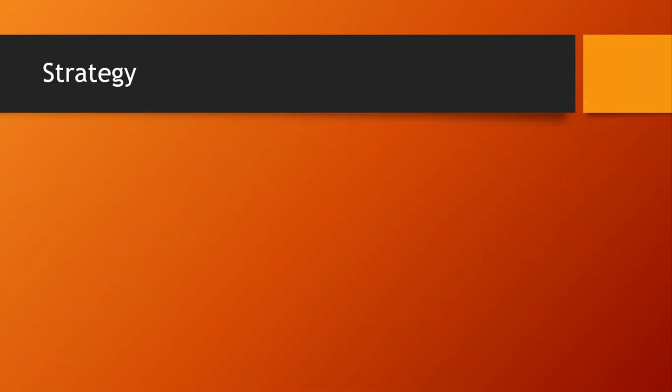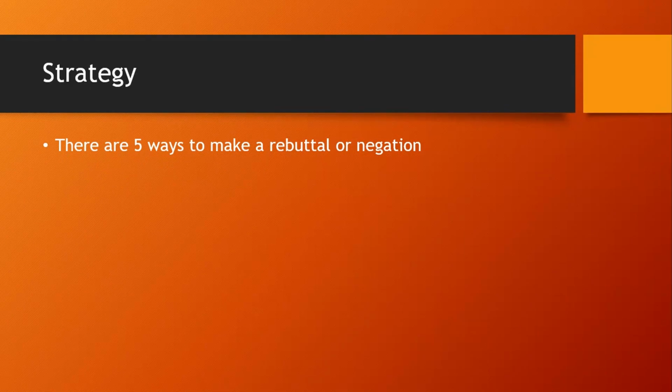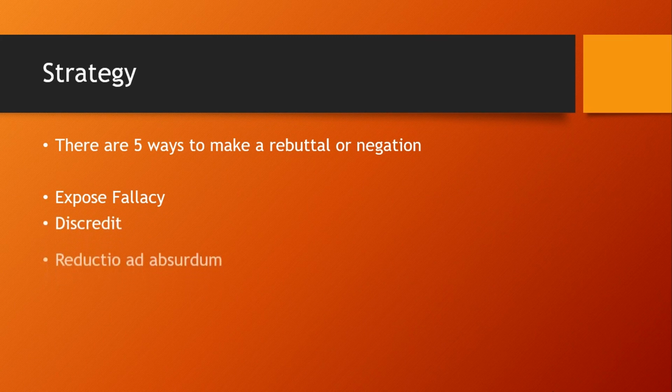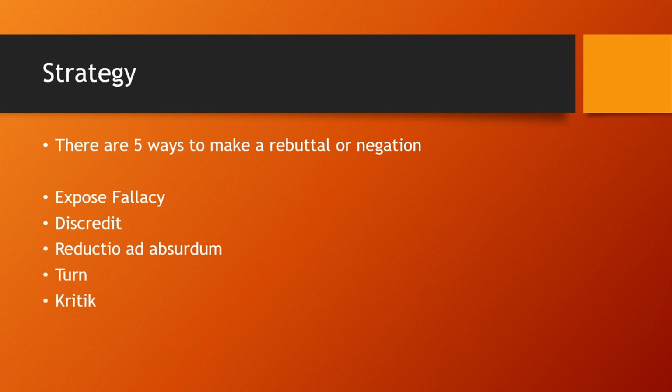All right, so next let's talk about strategy. There are multiple ways. In fact, there are 5 ways in order to make a rebuttal or negate. The first one is expose fallacy. The second one is discredit. The third one is reductio ad absurdum. The fourth one is a turn, and the fifth one is critique. So they're ranked from least difficult to pull off to most difficult to pull off, in that order. So let's go into the least difficult to pull off, which is exposing fallacy.